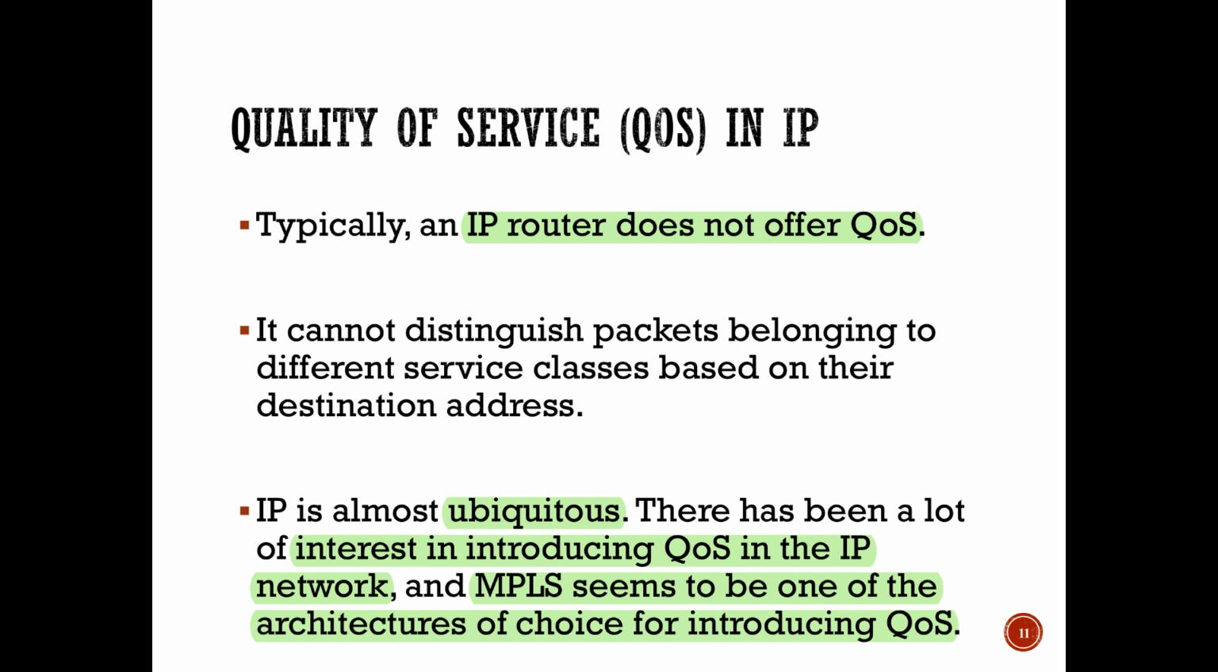Quality of service, QoS, in IP. Typically, an IP router does not offer QoS. It cannot distinguish packets belonging to different service classes based on their destination address. IP is almost ubiquitous. There has been a lot of interest in introducing QoS in the IP network, and MPLS seems to be one of the architectures of choice for introducing QoS.